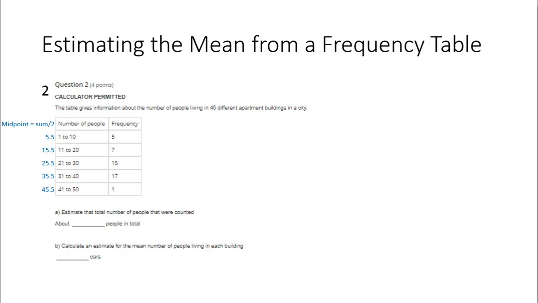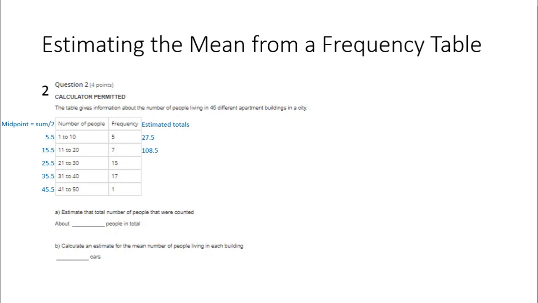So from there, I'm going to say if there were 5 buildings with 5.5 people in them, the estimated total for those 5 buildings is 27.5. That's doing 5 times 5.5. Next, there were 7 buildings with between 11 and 20 people in them. We'll assume that they all had 15.5 people in them, so 7 times 15.5 is 108.5, and so on.